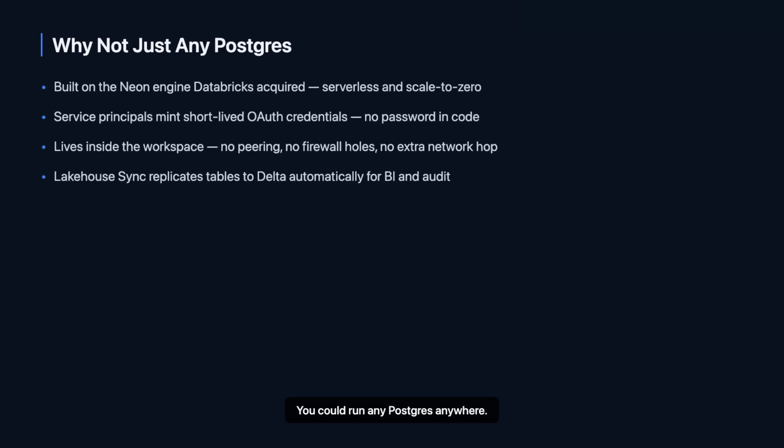You could run any Postgres anywhere. Here's what Lakebase gives you that a generic Postgres doesn't. It's built on the Neon engine Databricks acquired, so it inherits serverless scale to 0 and instant branching. The app's service principal mints short-lived OAuth credentials at runtime. No password lives in your code, your environment variables, or your secrets manager. Because it's inside the workspace, there's no peering, no firewall hole, no extra network hop, and Lakehouse Sync automatically replicates your Lakebase tables to Delta in Unity Catalog, so chat logs become queryable for BI without you writing an ETL job.